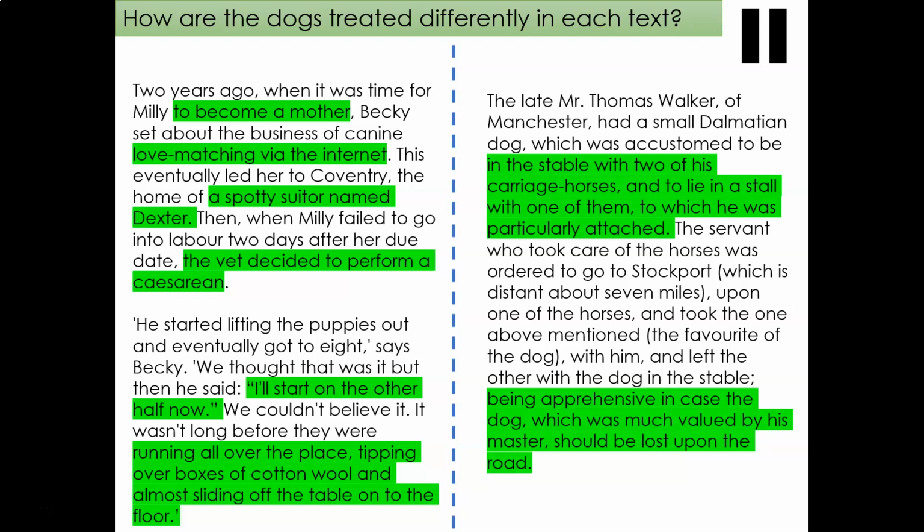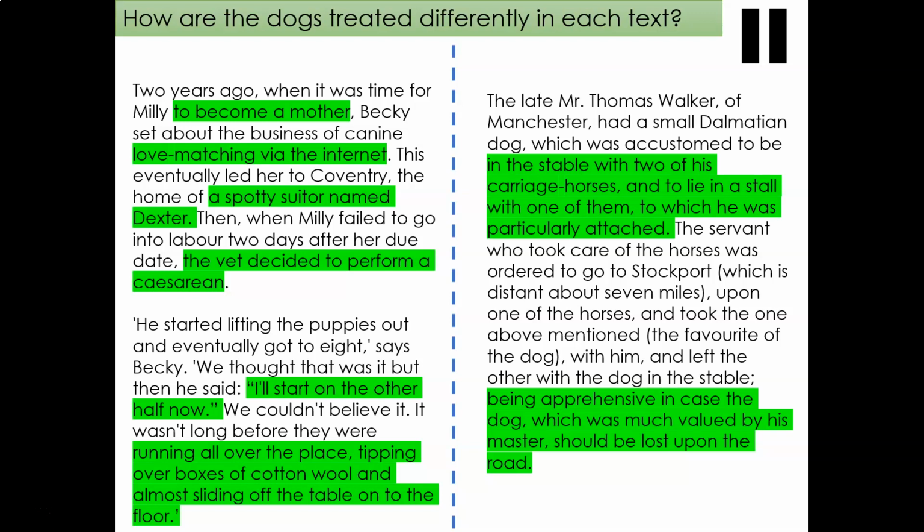If we look across to text B then, however, in text B, we're going to want to find some other evidence. Is that dog treated differently here, and if so, why? And what can we infer? Once you've chosen your 2 quotations that you're going to compare, we're going to write them up. And that will take us on to the next slide.